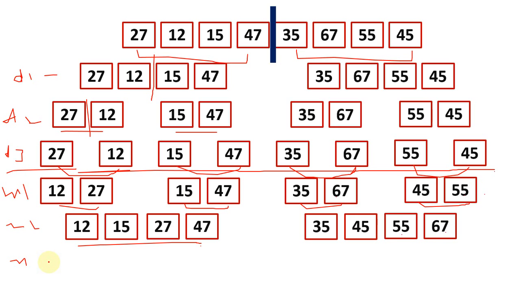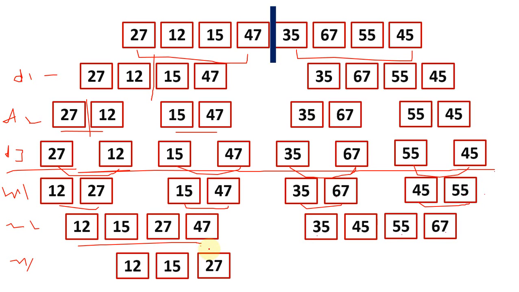Here 12 and 35 will be compared. 12 is less than 35, so the first sorted element is 12 only. Then 15 and 35 will be compared. 15 is less than 35, so 15 comes next. So 12, 15 are the 2 elements from list 1. Next 27 and 35 will be compared. As 27 is less than 35, 27 will come here.